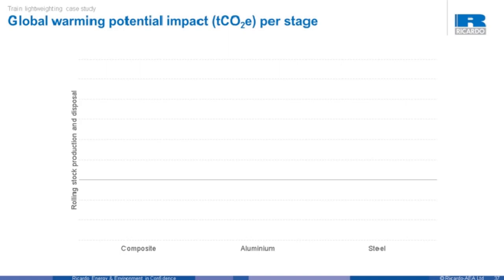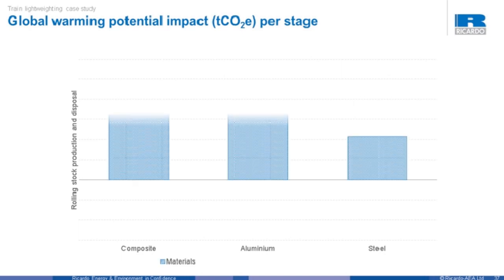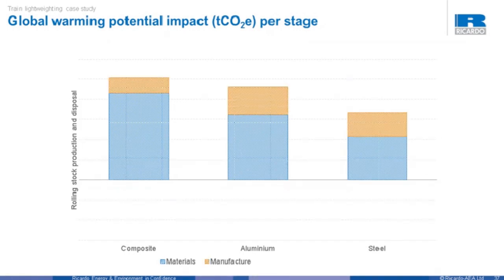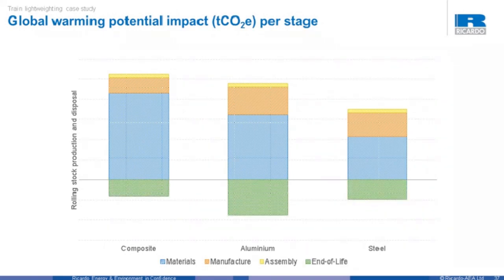So this chart shows the results, the carbon impact of lightweighting the train. The blue bars represent procuring the raw materials. The orange bars illustrate the impacts of manufacturing an item. The yellow is the assembly of the train. And there is also a green section which reports negative numbers, because sending materials to recycling avoids the production of virgin materials and the systems get a credit.